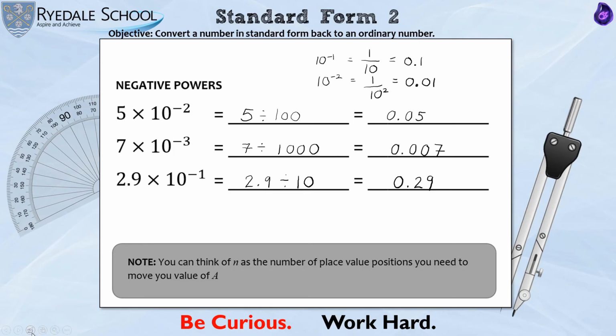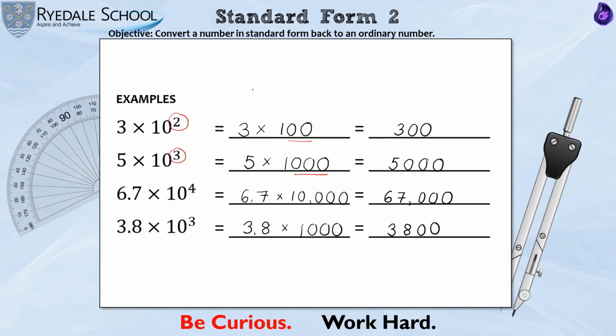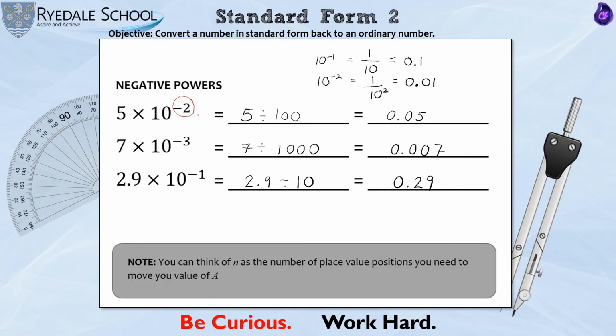So, let's talk again about this relationship with the powers. What I've said here at the bottom, you can think of n as the number of place value positions you need to move this number. For example, if we go back to the previous slide, when I was multiplying by 10 to the power of 2, the 3, which was in the units column, has moved 2 place values to the left and is now in the hundreds. When it was power 3, the number has moved 3 place values to the left and has become 5,000. Similarly with the negative powers, you're just moving the opposite direction. So you are moving 2 to the right. The number is getting smaller.